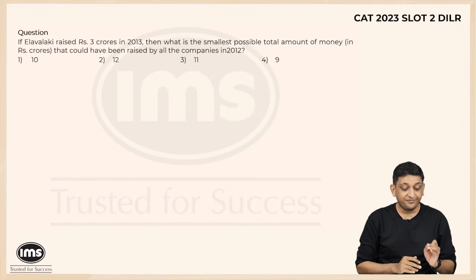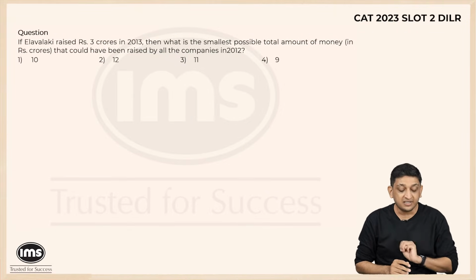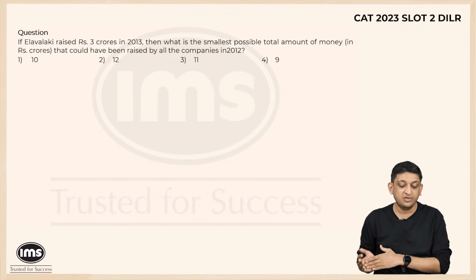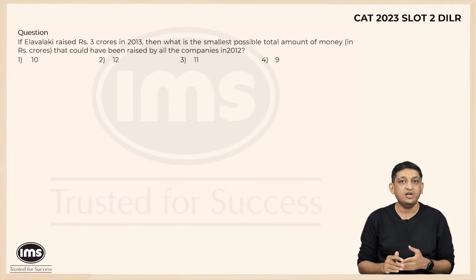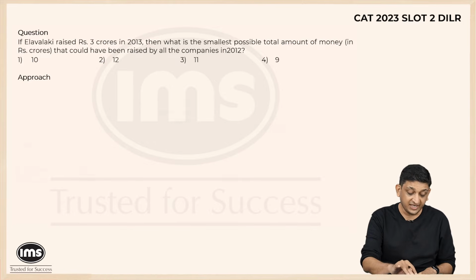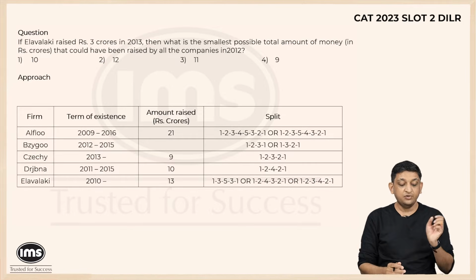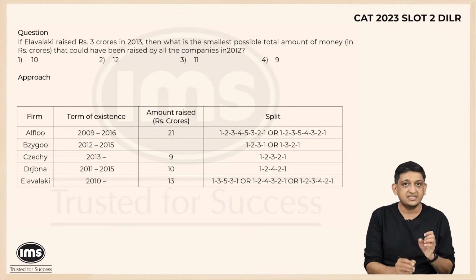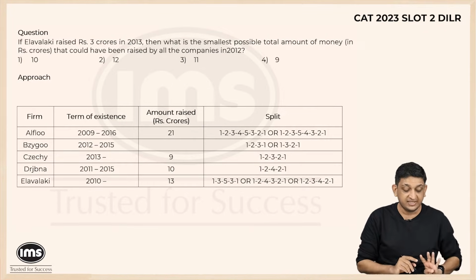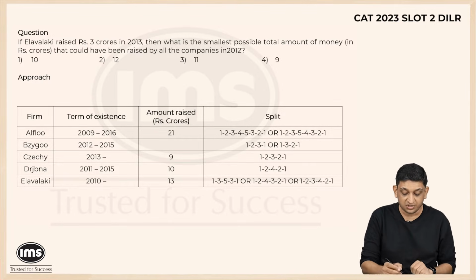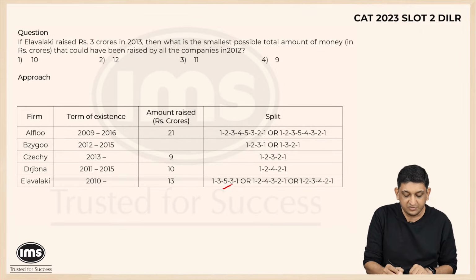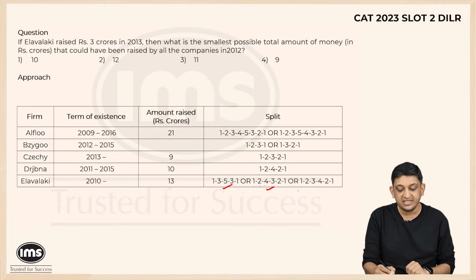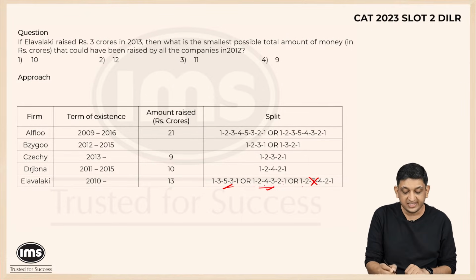In this question, if firm E raised 3 crores in 2013, then what is the smallest possible total amount of money that could have been raised by all companies in 2012? So again, we can have a look at the table that we have here. We know that E raised 3 crores in 2013. So in the fourth year of existence, 10, 11, 12, 13, fourth year of existence, E would have raised 3 crores. So in this case, this is a possible case because fourth year we have 3 crores. 1, 2, 4, 3, again this is a possible case. 1, 2, 3, 4, this is definitely not possible. So we know that these two cases are possible.